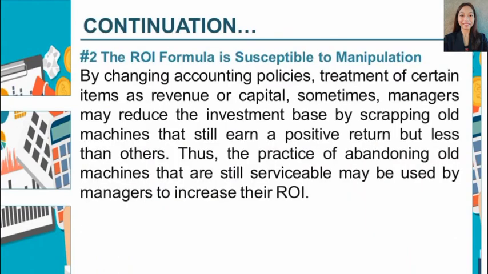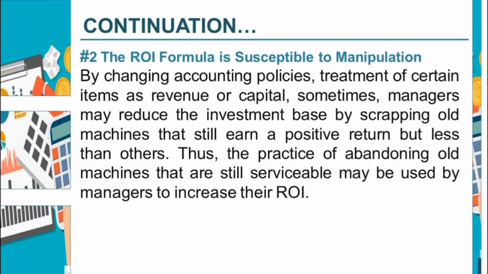Number 2. The return on investment formula is susceptible to manipulation. By changing accounting policies, treatment of certain items as revenue or capital, sometimes managers may reduce the investment base by scrapping old machines that still earn a positive return but less than others. Thus, the practice of abandoning old machines that are still serviceable may be used by managers to increase their return on investment.